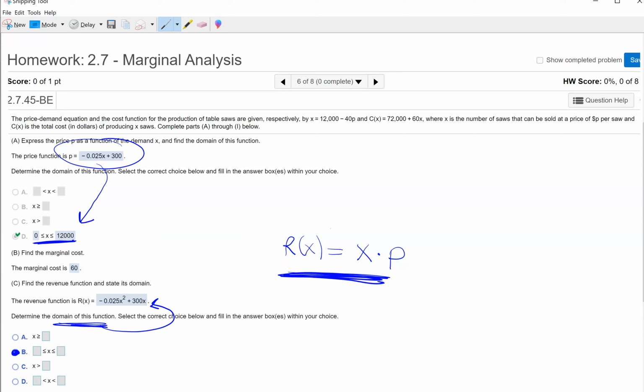So I'm going to select B and I'm going to plug in 0 and 12,000. So if my price demand function only works between 0 and 12,000 saws, and I use that price demand function to create a revenue function, the revenue function is also restricted by that domain. So the revenue function is only valid between 0 and 12,000 saws.